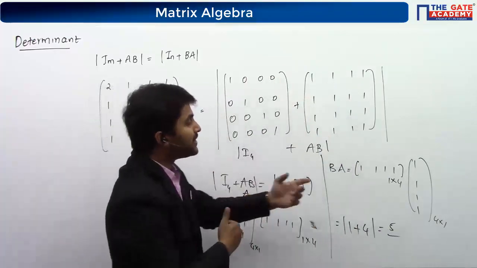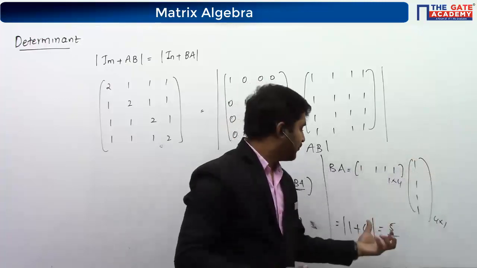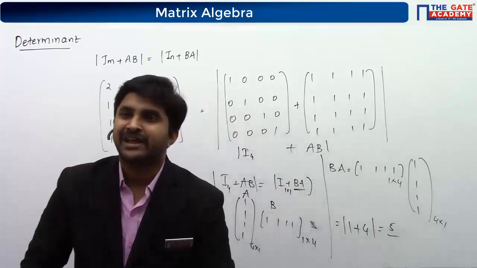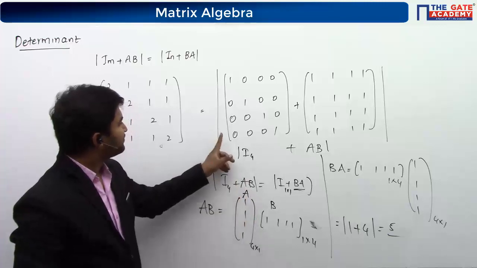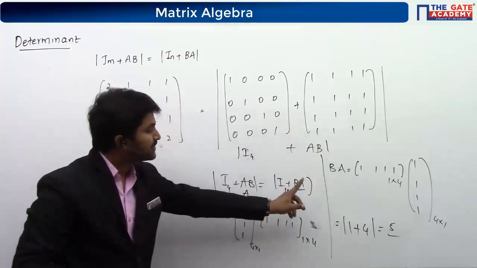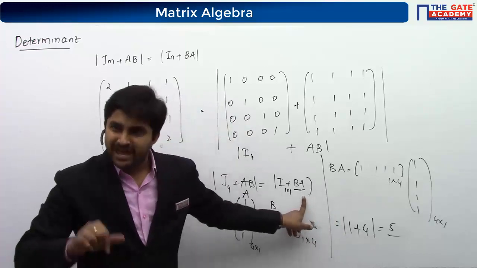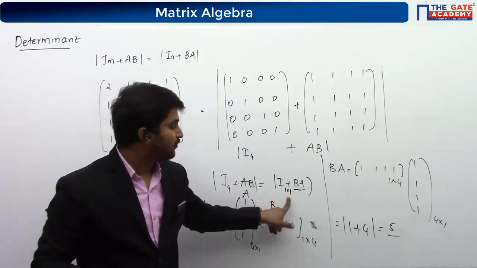Now what is going to be BA? Row matrix multiplied by column matrix, which results in what? Which results in 4. So I'm using again the property I plus AB will be equal to I plus BA. BA is nothing but 4. So it is 4 plus the identity matrix of order 1. So therefore it is going to be 5.